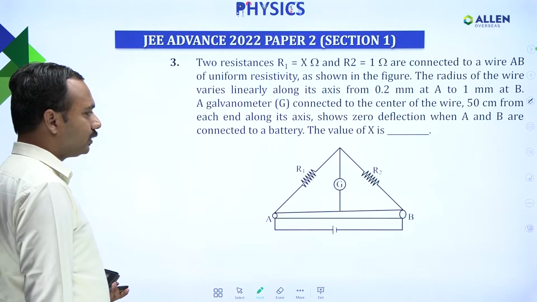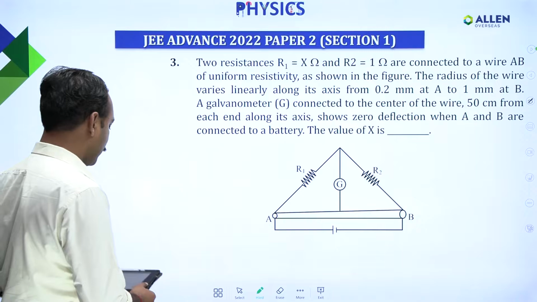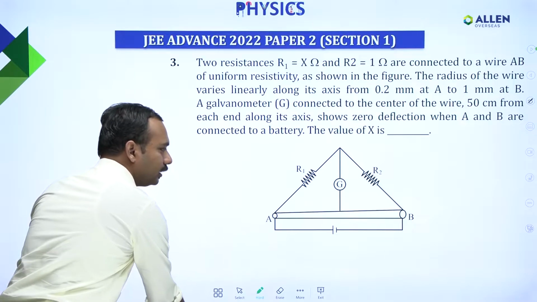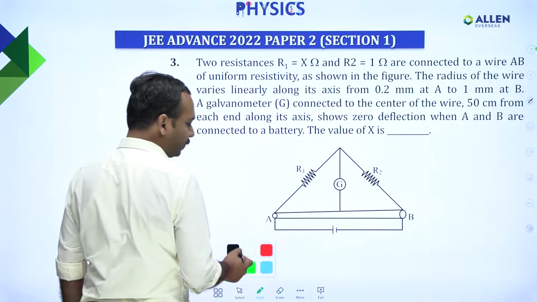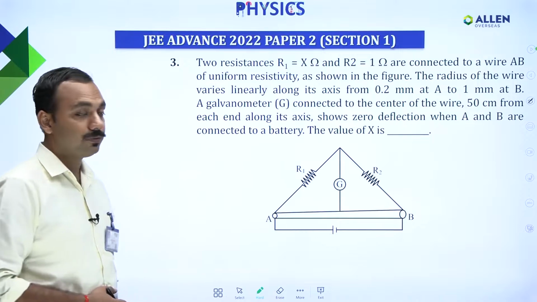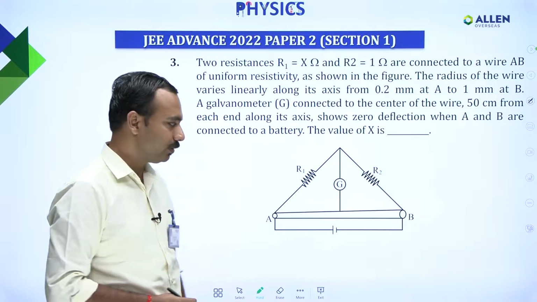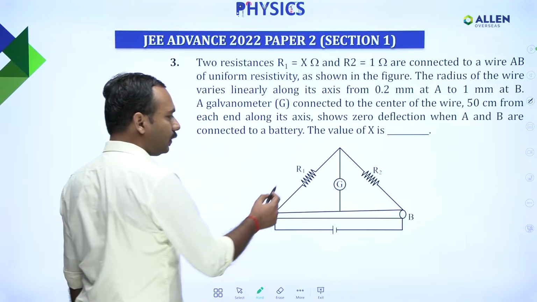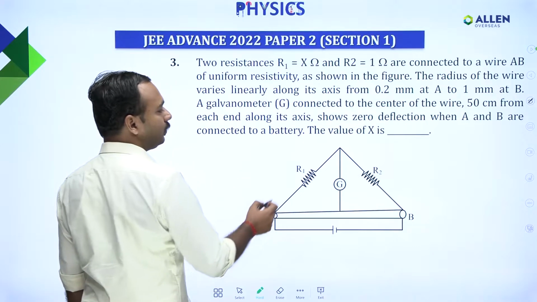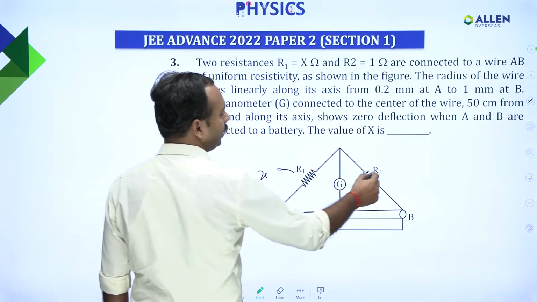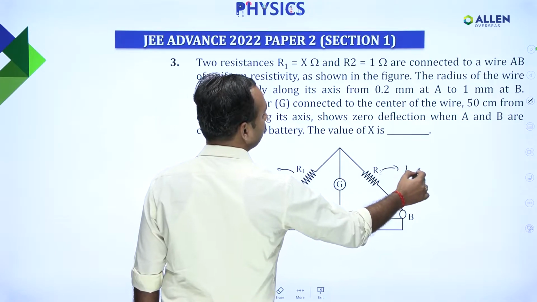Let's proceed with the next question, question number 3. This is an interesting question. In the JEE paper also they have asked this kind of question. So from an advanced perspective, this would become an easy question. Here R1 and R2 are mentioned. R1 I do not know, they have mentioned this as X ohm resistance. R2 they have mentioned as 1 ohm resistance, you can see over here.